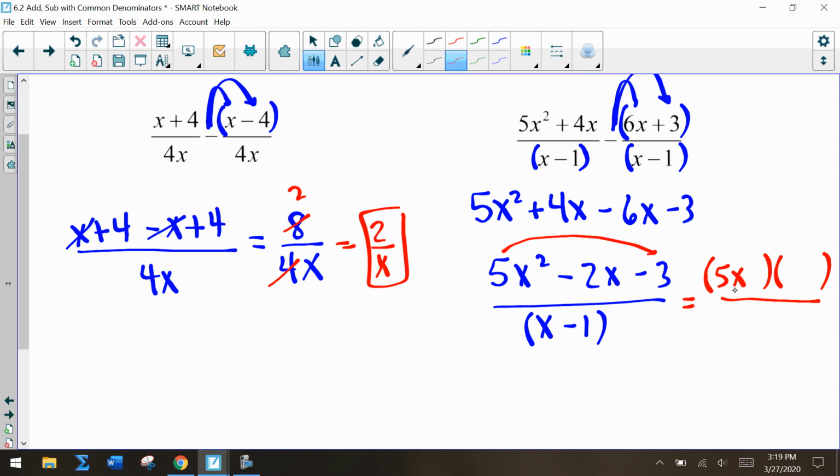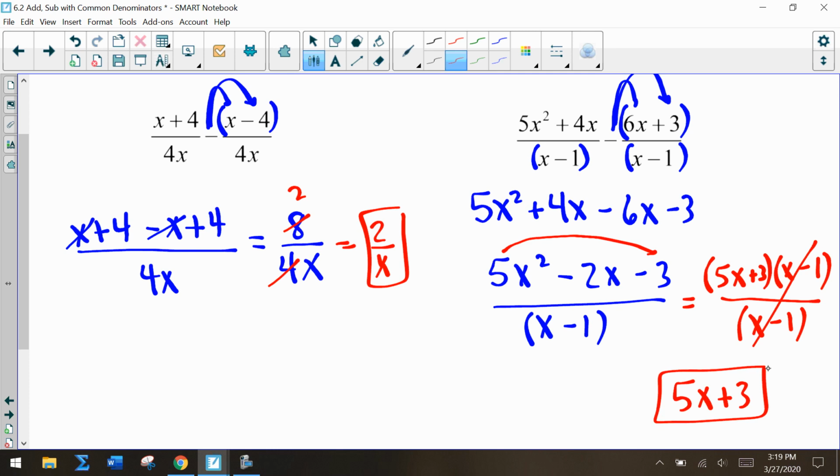But if we have 5x and then x, and then we have a 1 here. So if we multiply our outer terms, we get 5x, and we want to have a negative 5x and then add 3x to it. Notice how we do get another x minus 1. So we may have to factor in order to continue to reduce.